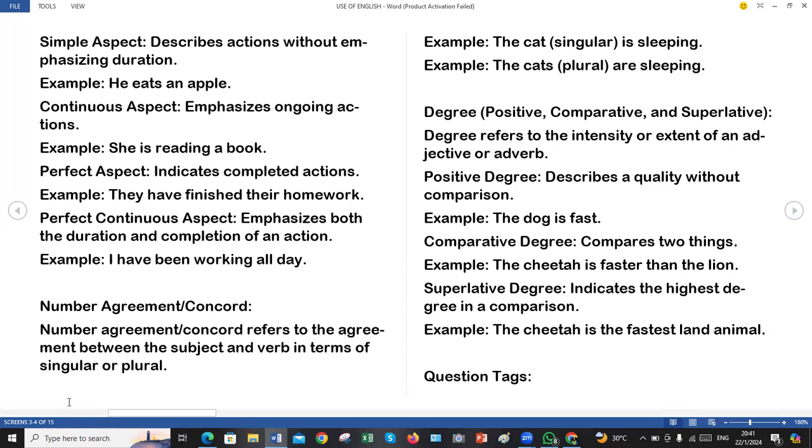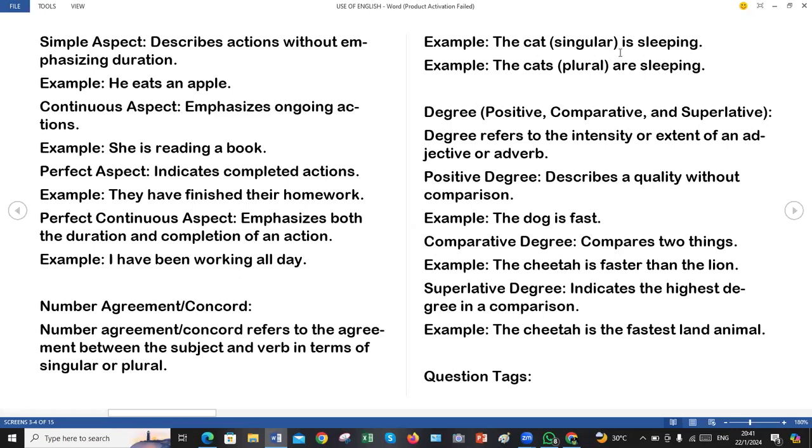The next aspect we have here, sorry, I'm trying to minimize our time, is number agreement and concord. Number agreement slash concord refers to the agreement between the subject and the verb in terms of singular or plural. English grammar in general talks about the rules. So when you have a singular subject, use a singular verb, and when you have a plural subject, use a plural verb. So this is basically the rule.